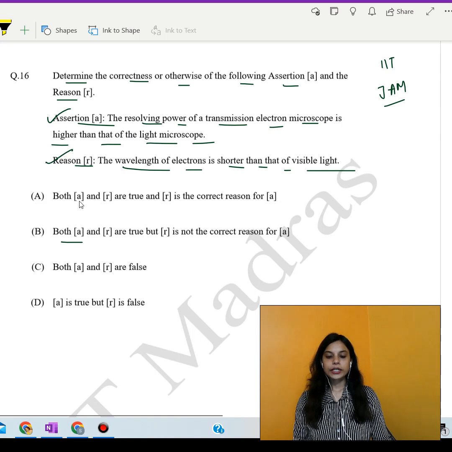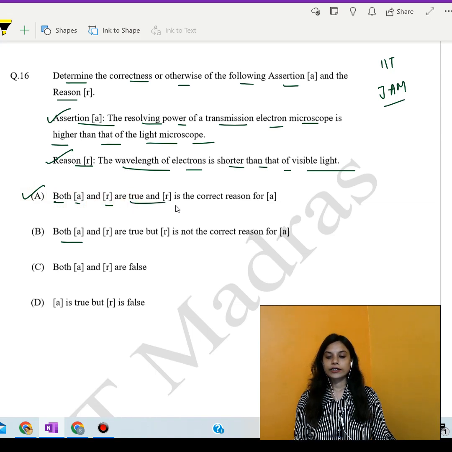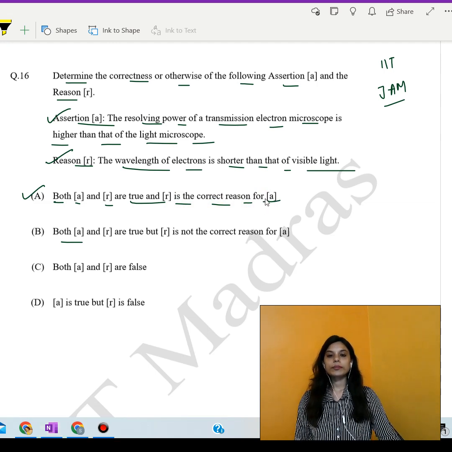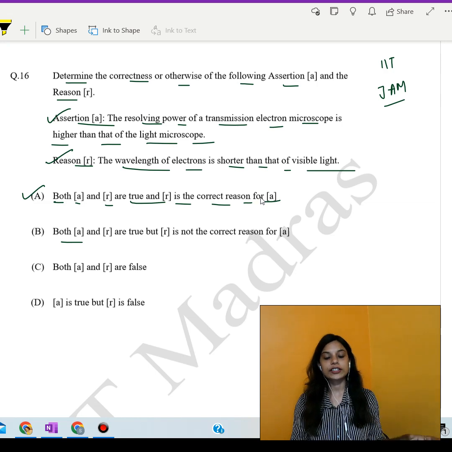Now see, we should be going with A, which means the assertion and its reason are true, and the reason is the correct reason for the assertion. Why? The resolving power of a microscope refers to its ability to distinguish between two closely spaced objects. Now it is inversely proportional to the wavelength of the light or the radiation that is used.